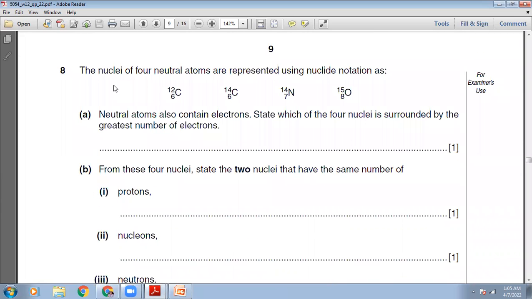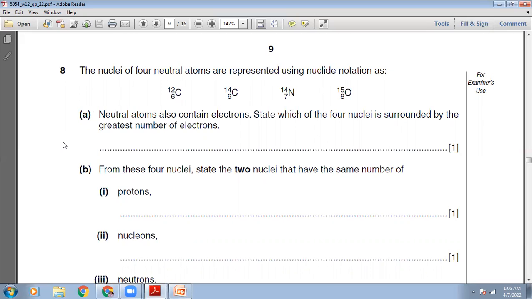Question number 8 is coming up on your screen. He says the nuclei of 4 neutral atoms are represented using the nuclide notation. So carbon 6 12, carbon 6 14, nitrogen 7 14, and oxygen 8 15. Neutral atoms also contain electrons. State which of the 4 nuclei is surrounded by the greatest number of electrons.